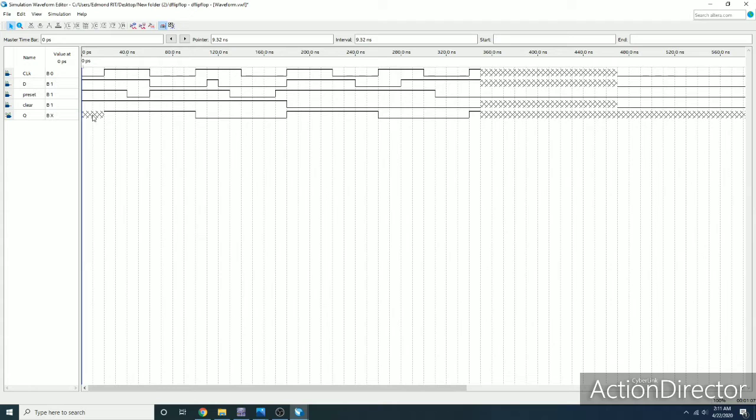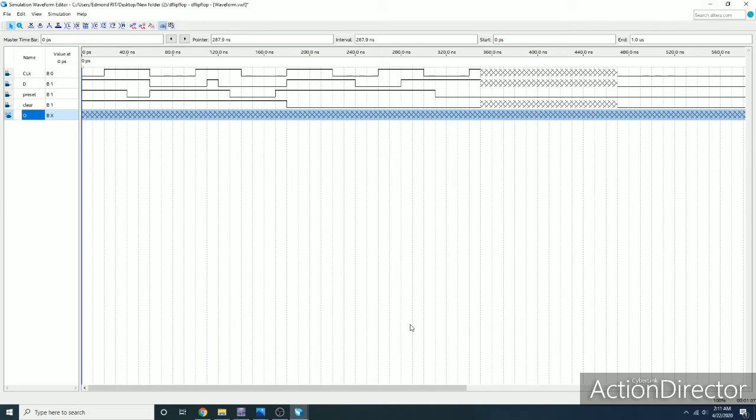And notice how I didn't have any output for the first 20 nanoseconds here, because there's no clock or rising trigger edge before this one. There's no input, so we don't know what the inputs are. So this is how the timing diagram will look for a synchronous D flip-flop.